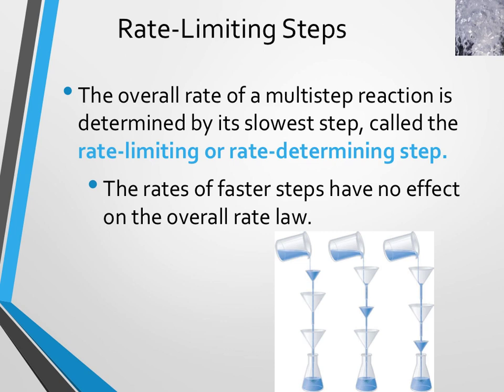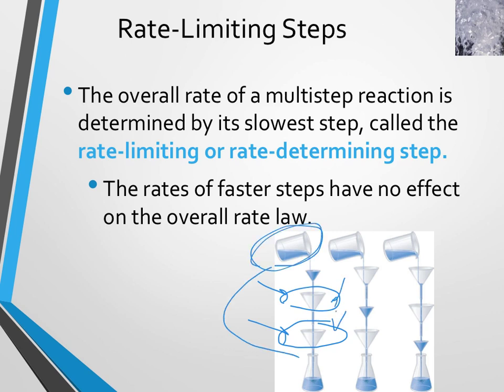If you have multiple steps in a reaction, and each step in this picture is represented by a funnel, and each funnel has its own rate at which things pass through, which of these funnels is going to determine the overall rate at which the liquid gets into the ultimate container? Which of these steps is going to be more important? It depends on the slowest step. The slowest step, just like the weakest link, is the one that determines the rate for the entire reaction. In kinetics, we call that the rate determining step. It is always the slowest step.